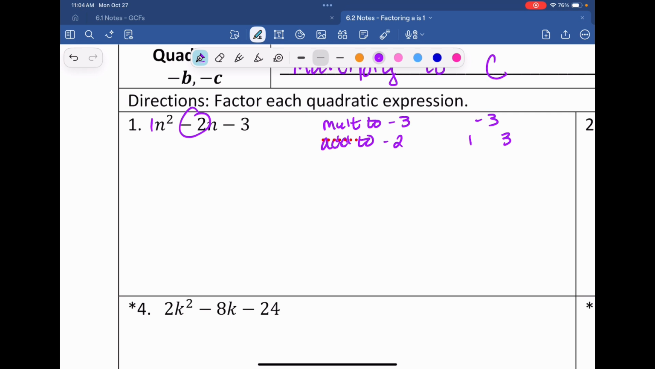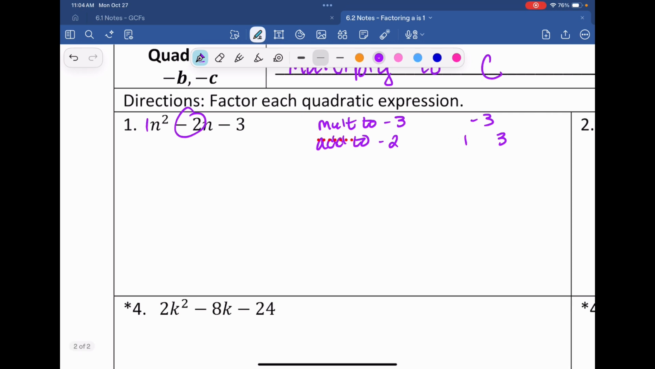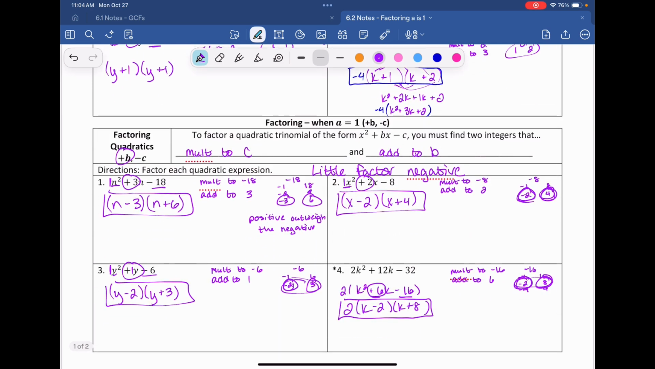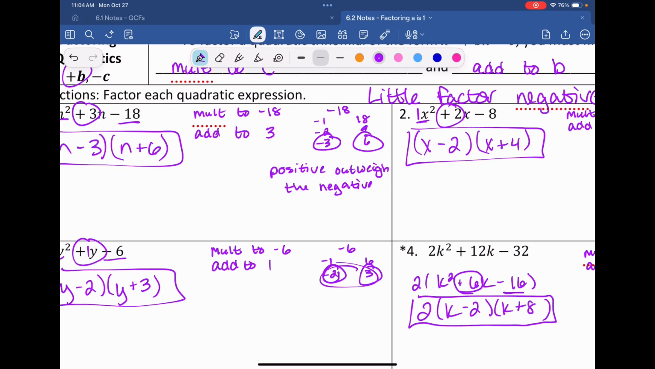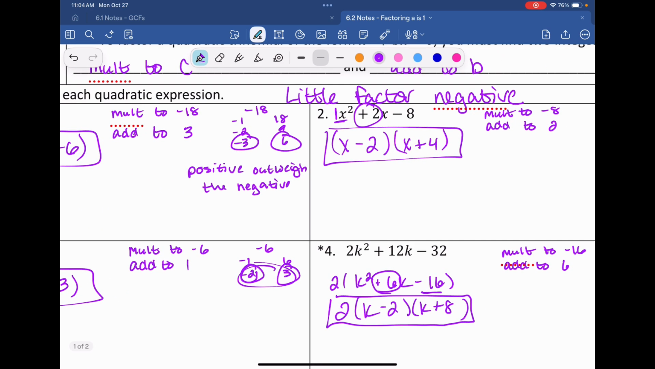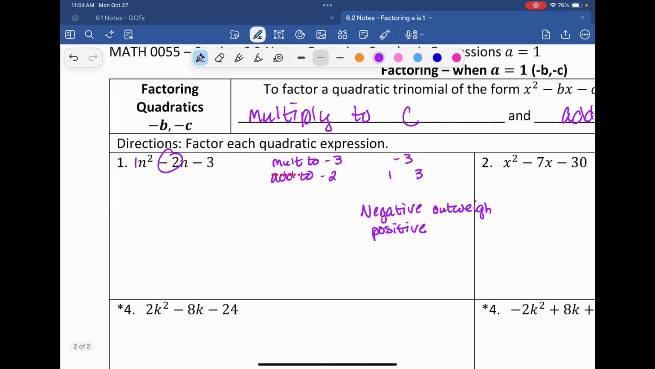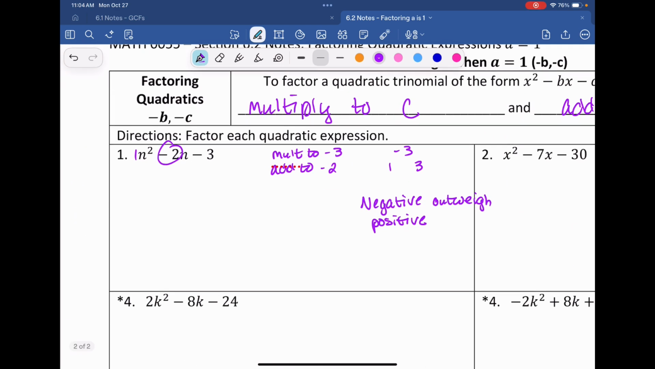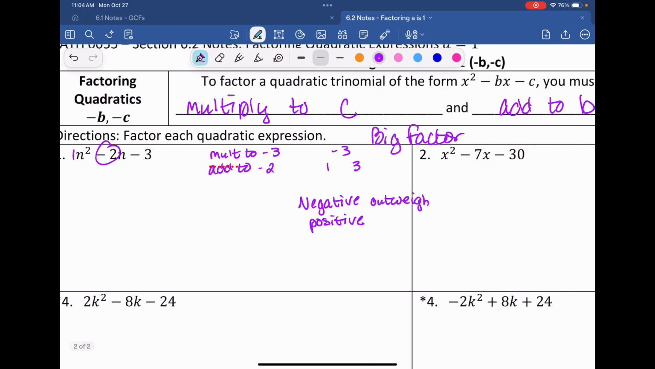Okay, so if I'm adding and I want to keep the outcome negative, then the negative has to outweigh the positive. Okay, so just like on this one, where the positive outweighs the negative, and the little factor was negative, if the negative outweighs the positive, then it's the big factor that's negative.